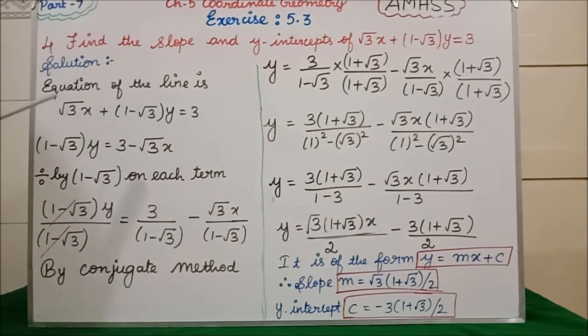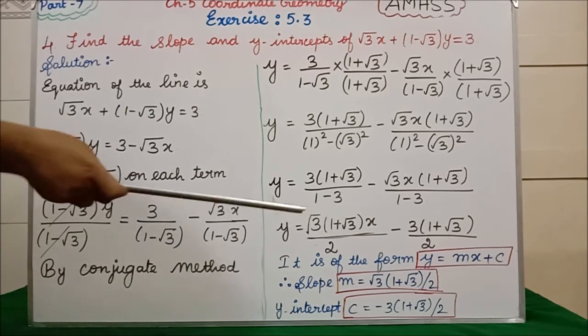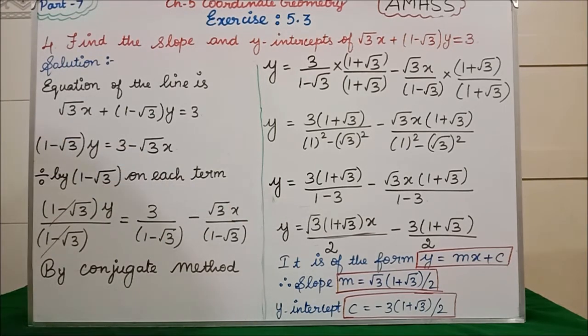Equation of the line: root 3 x plus 1 minus root 3 into y equal to 3. This is our question. So I have told you before itself in the second problem, whenever they have given an equation and they are asking us to find the slope or intercept, in what form do you have to use it? Y equal to mx plus c form. See there in the blue marker box, no? Y equal to mx plus c. That format you have to bring.